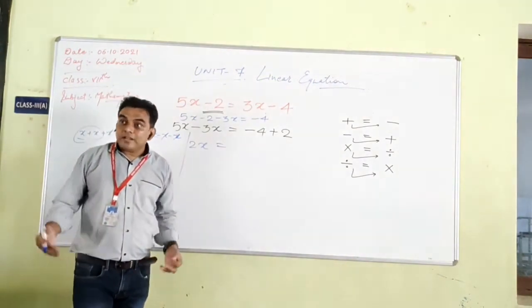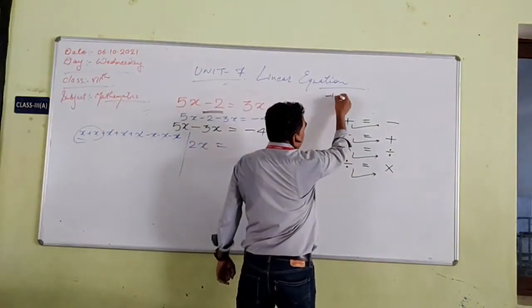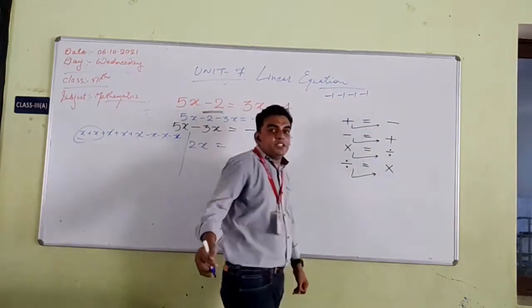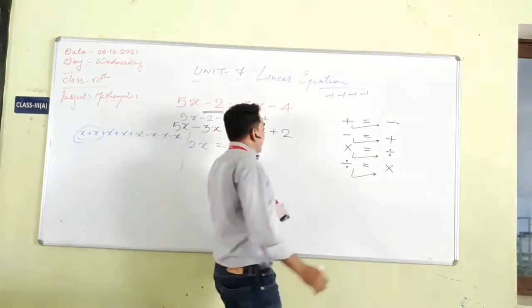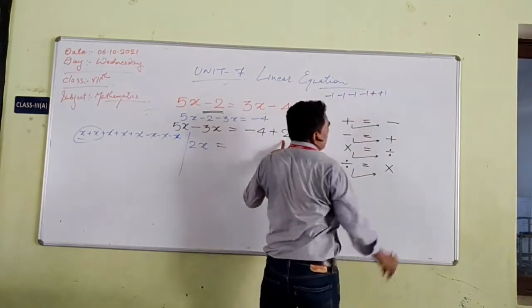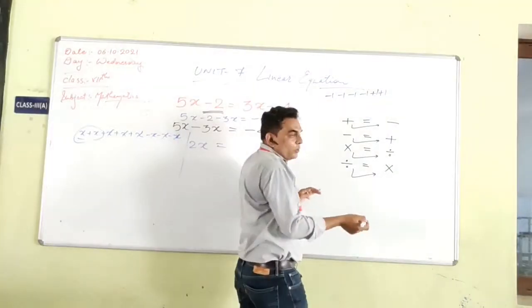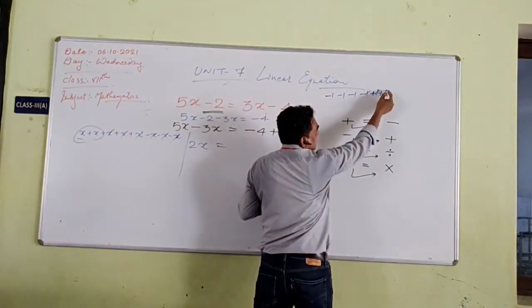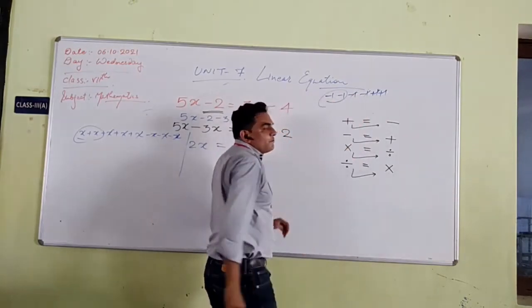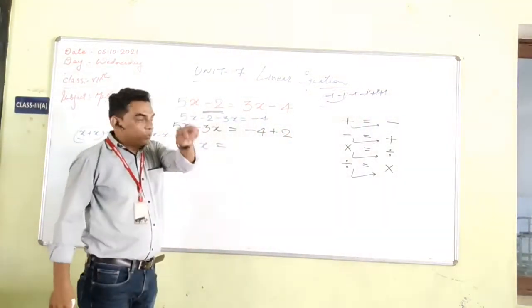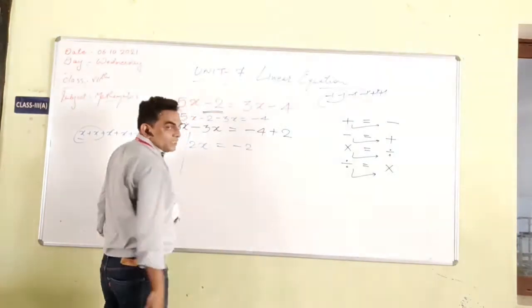Minus 2. But how? You can just see here: minus 1, minus 1, minus 1, minus 1. How many times? 4 times. And 2 times plus 1, plus 1. Okay? Now you can just cut: minus 1, plus 1, plus 1, minus 1. What is left? Minus 2. So that's why we can just say that it is minus 2.